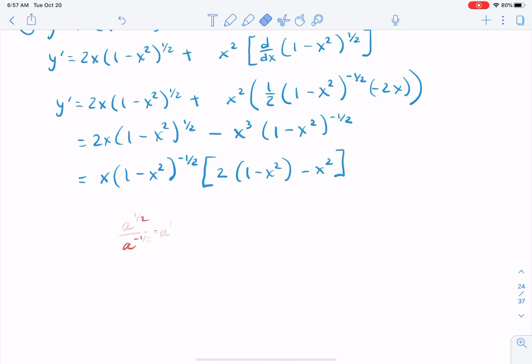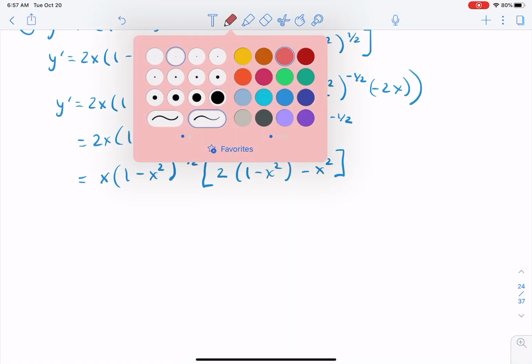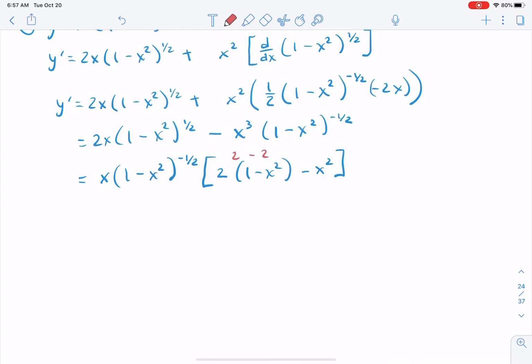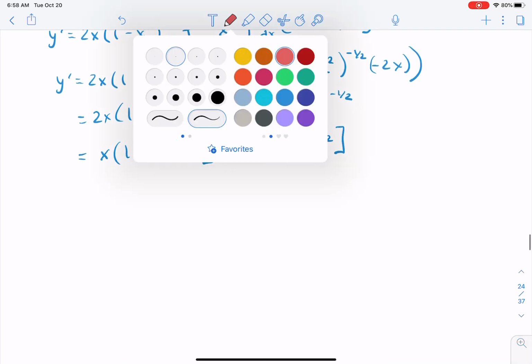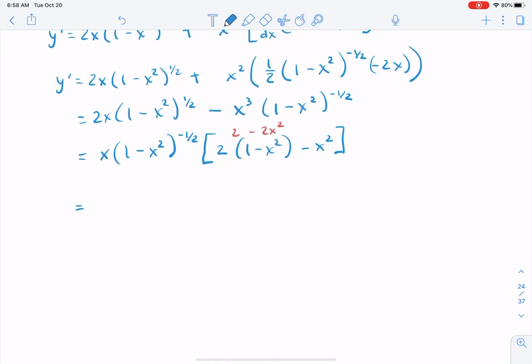Okay, get rid of this. There we go. Now, clean it up a little further. This is going to go on the bottom. This will stay up top, and then I can clean this stuff up here. Let's go ahead and distribute here. So I'd have a 2 minus 2x squared minus another x squared to make negative 3 of them. So a total of x on top times 2 minus 3x squared.